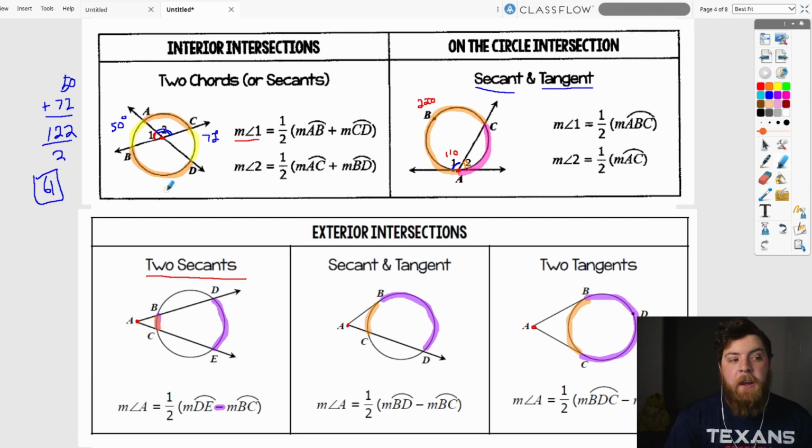So if it's on the inside, we add the arcs and divide by 2. If it's on the intersection, we just divide by 2. And if it's on the exterior, we subtract the arcs and then divide by 2. So those are kind of easy to get mixed up, but we're going to practice with them a little bit more.